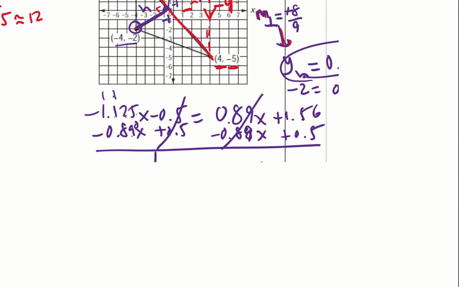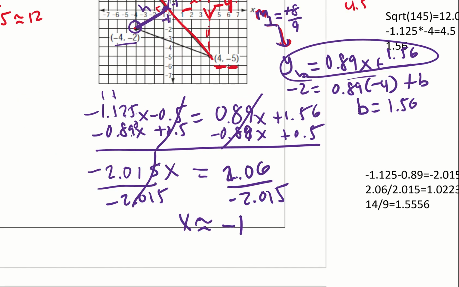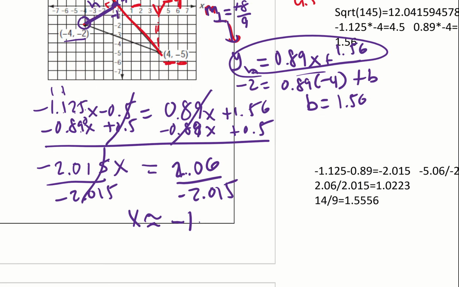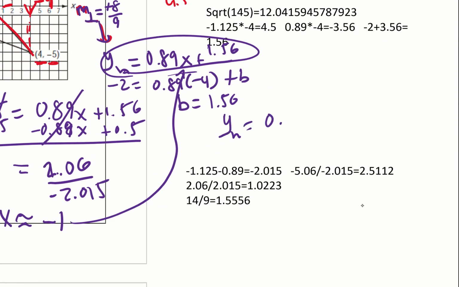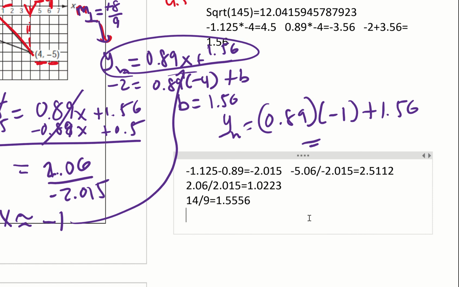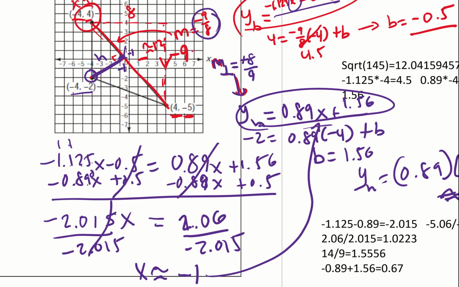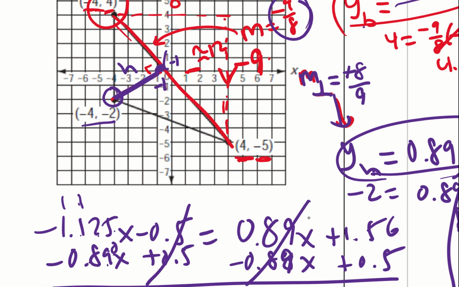So let's figure out what the y coordinate for that is. So we know the x coordinate is about -1. Let's plug it in to get y. So yh equals 0.89 times approximately -1 plus 1.56. So let's see what that is. So you get -0.89 plus 1.56. That's about 0.67. Okay. This is approximate, of course. So it's about -1 and 0.67. Let me make sure I emphasize that, because that's important.